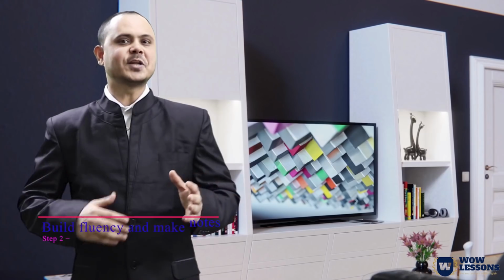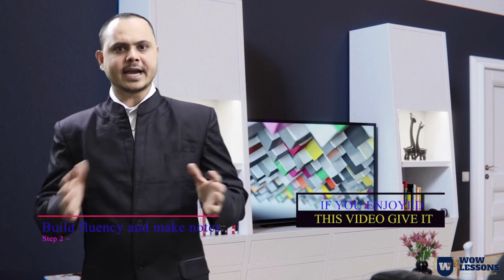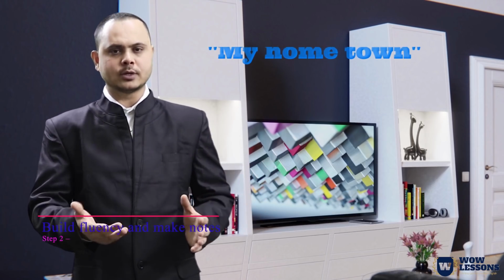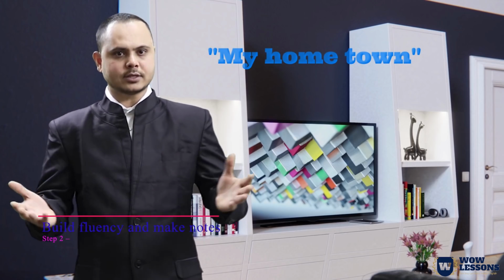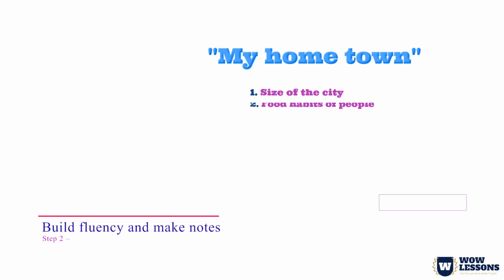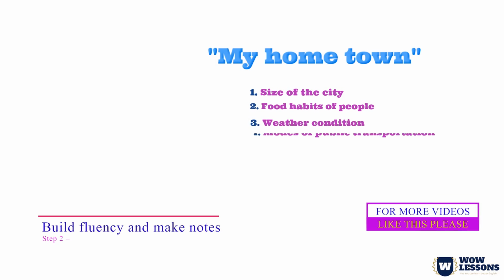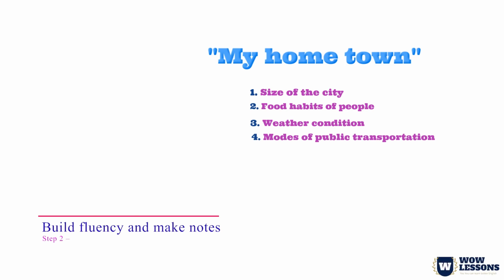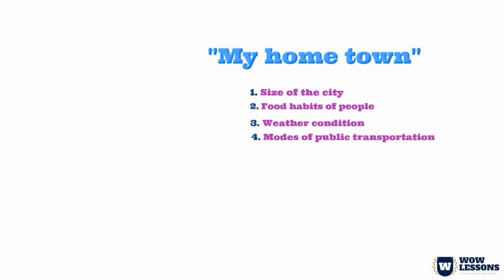In this stage of English learning through the JAM technique, you have to recall your speech in your mind and collect ideas from it. For example, if you have spoken on the topic of my hometown, then you should gather the points, for instance, size of the city, food habits of people, weather condition, modes of public transportation, and many more. Once you collect these ideas, note them down in your notebook. Recollect as many ideas as you can and expand all those thoughts in your notepad. Remember, the more ideas there are, the more interesting the speech would be.